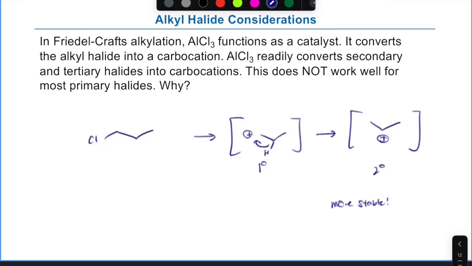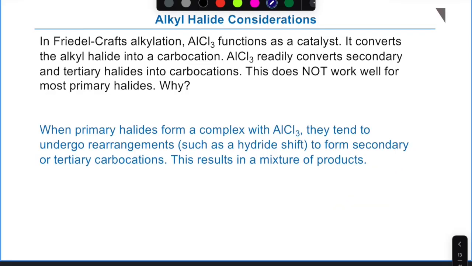Yeah, so essentially you can't really form a primary halide and get good selectivity with this because you're going to be generating the primary, which may react with your benzene ring, but more than likely it's going to do a really fast hydride shift, and then you're going to react with the secondary carbocation, and you're going to end up with a mixture of products. So you might get some of what you want, but you'll probably get most of what you don't want. And then that would be a really sad day in the lab for you. You have to go back and do it again. So this would be minor, and this would be major.